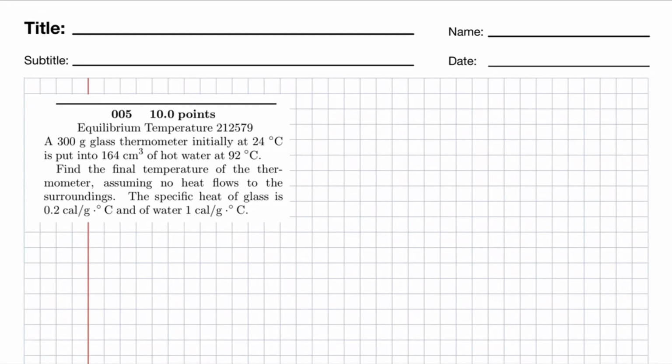Okay, question number 5. A 300-gram glass thermometer, initially at 24 degrees Celsius, is put into 164 centimeters cubed of hot water at 92 degrees Celsius. Find the final temperature of the thermometer, assuming no heat flows to the surrounding. The specific heat of glass is 0.2 calories per gram times degree Celsius, and of water 1 calorie per gram times degrees Celsius. As usual, let's write down what we know.